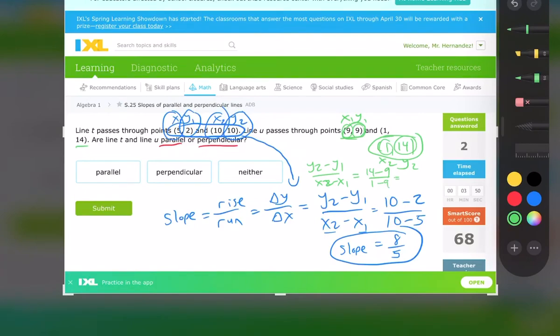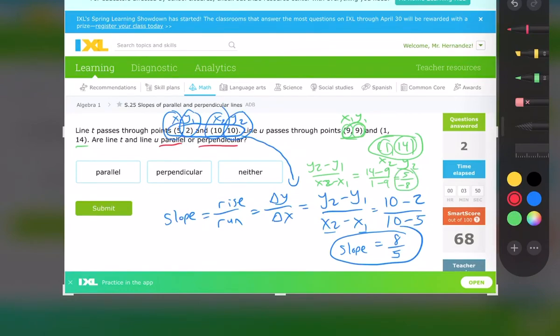So signs are going to be very important here. On the numerator, we have 14 minus 9. We're going to subtract and take the sign of the bigger number. In the denominator, we have different signs. We're going to subtract and take the sign of the bigger number, which is a negative. Negative 9 is bigger than positive 1, so this is a negative 8.